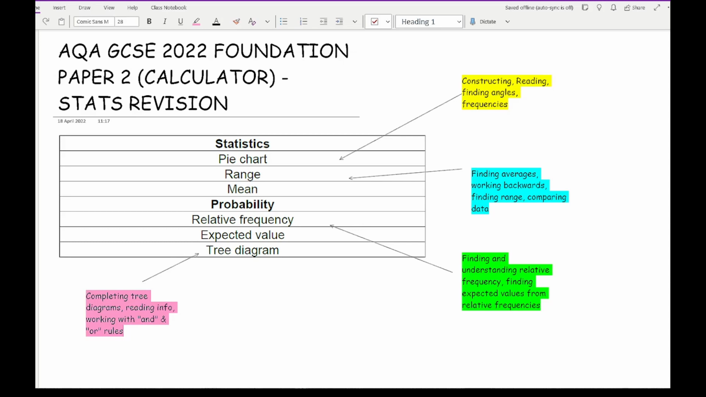The last one, looking at tree diagrams, is very much a higher level topic based on the questions that you could get, but I would say at foundation level you're only going to be working with independent events where all the probabilities on your tree diagram are going to be the same. So for this topic I would revise how to complete a tree diagram, how to label a tree diagram, reading information from a tree diagram, and particularly working with and or rules.